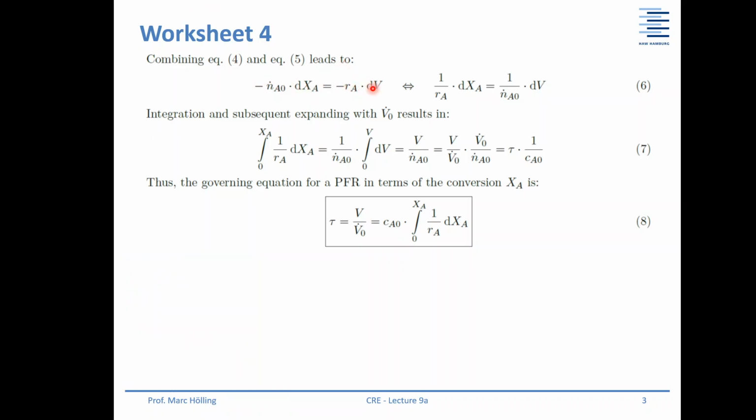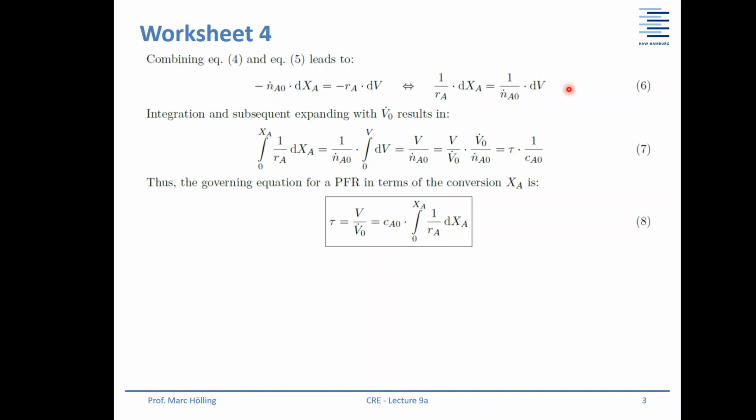So now we can express it in terms of the inlet mole flow of component A, the conversion, the reaction rate, and the volume, or the dV, the infinitesimal volume. By rearranging, this is just 1 over R, 1 over the reaction rate, times dXA. This is 1 over the mole flow times dV. Okay, and now it's just integration.